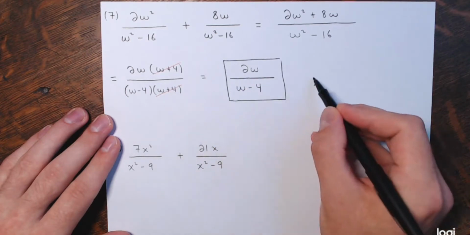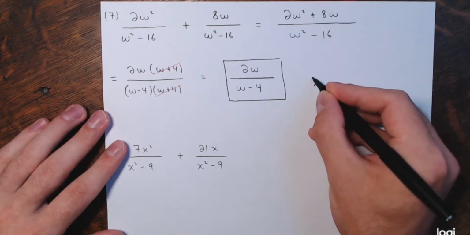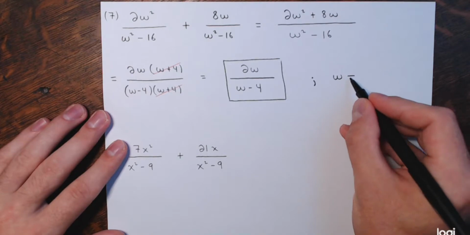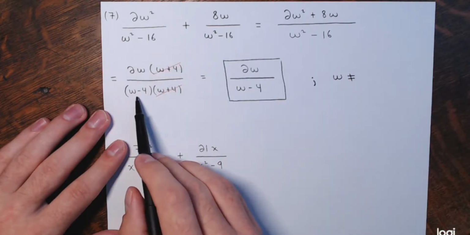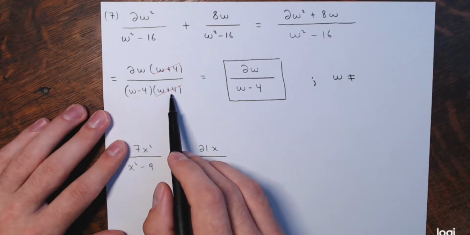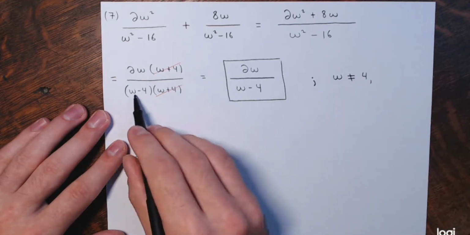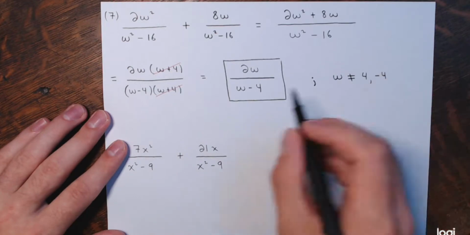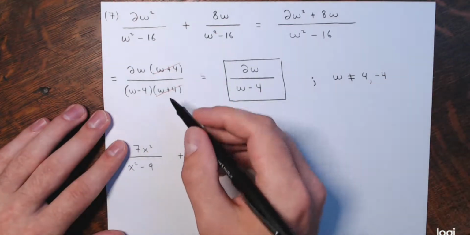And then once again, as with every other example, off to the side, I'll put some values that w can't be. Going through this, I'm seeing, in the denominator, there was a factor of w minus 4 and w plus 4. So w can't be positive 4, because that'll make w minus 4 zero. It can't be negative 4 either, because that would make that factor of w plus 4 equal 0. I don't care that it gets canceled out.